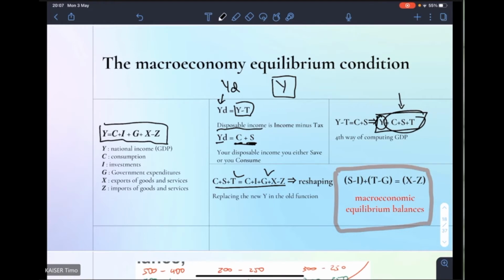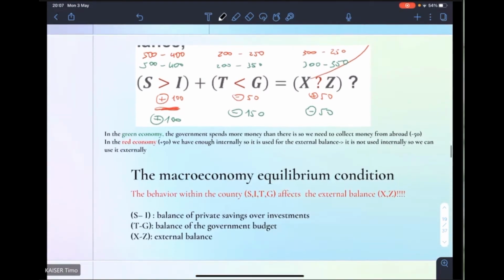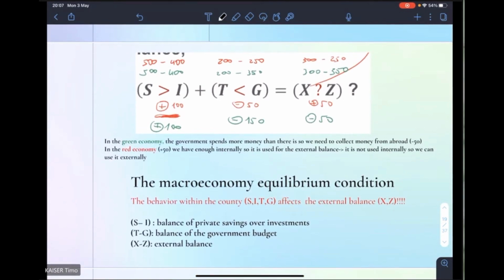I will go more in depth on the next slide, actually. The macroeconomic balances. Here we have three different balances. We have the balance of the private savings over investment balance. That would be S minus I, savings minus investments. Then we would have the balance of government budget, which would be T minus G, so taxes minus government expenditure. And then we would have the external balances, which would be X, exports minus Z, imports.